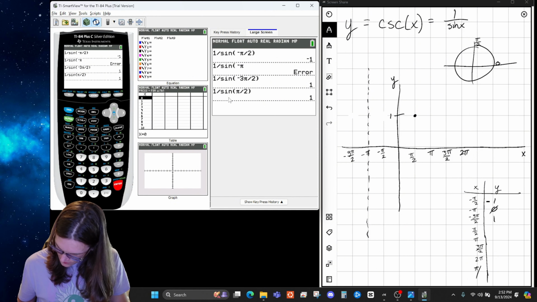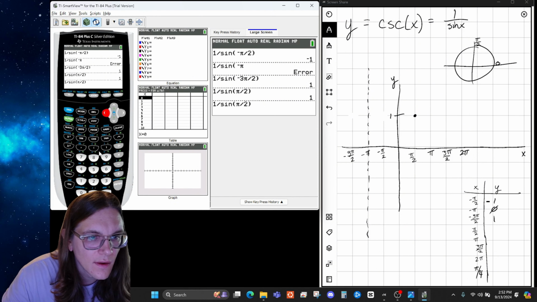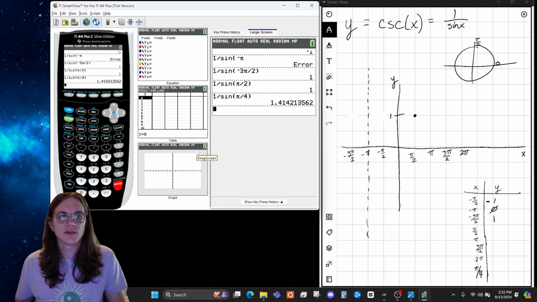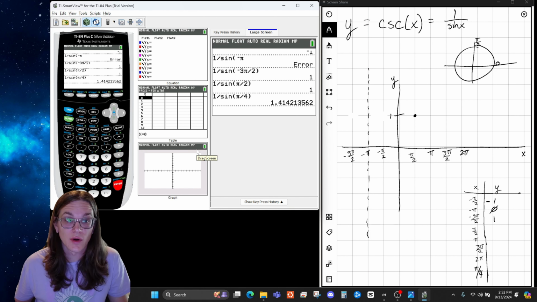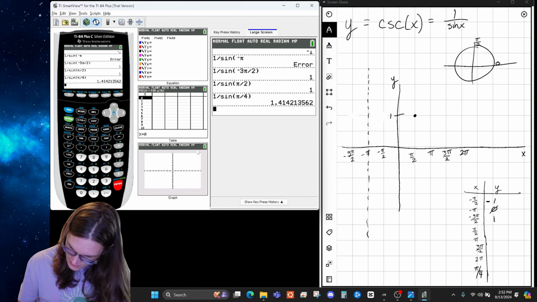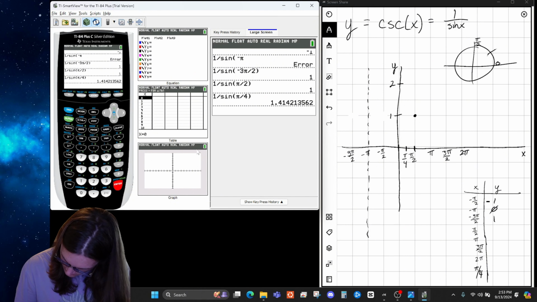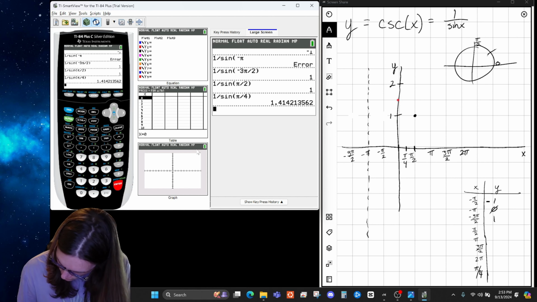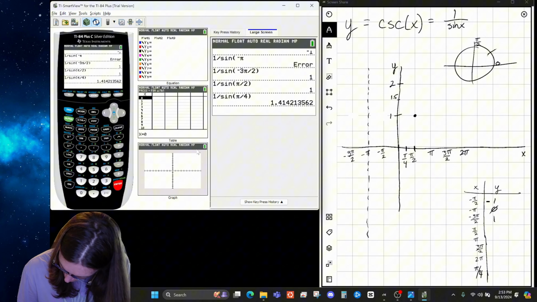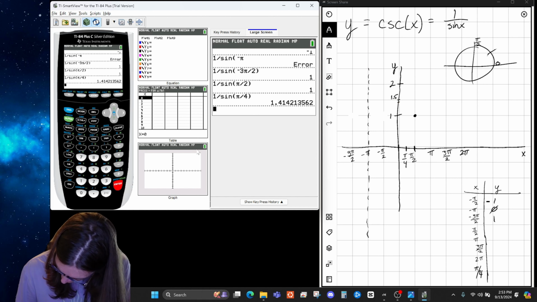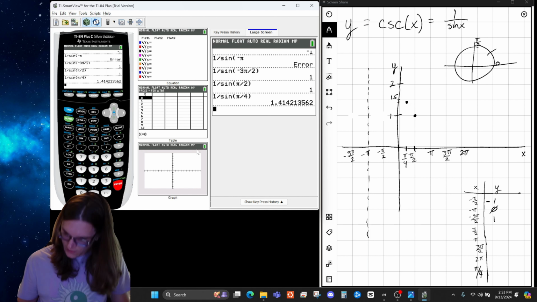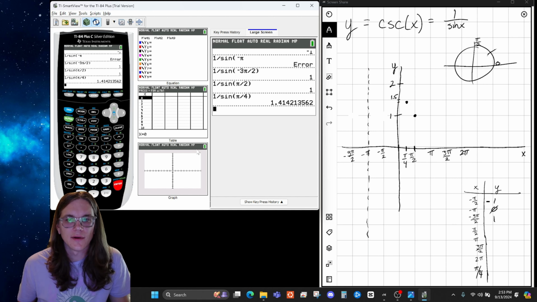So I'll add pi over 4, see what it is. Ooh, interesting. 1.414, which I'm pretty sure is the square root of 2. But then we'll say, okay, at pi over 4, which is halfway between pi over 2 and 0, right here, it looks like our value is going to be 1.414. So here's 1.5. We'll just estimate 1.414 to be right there. Cool. So what is this plot going to do?